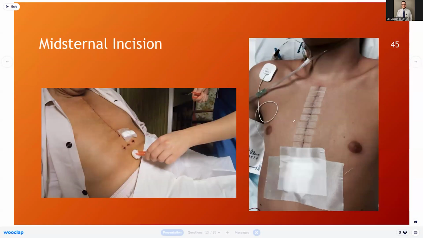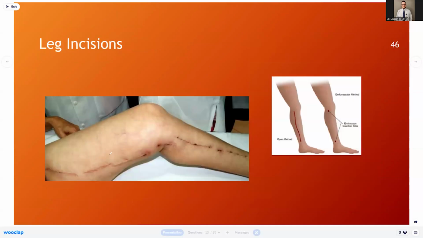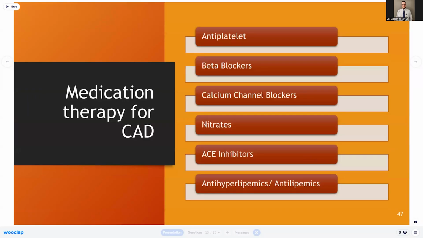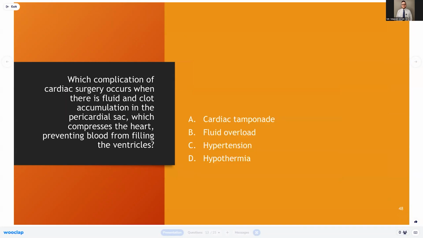Going to have that big mid-sternal incision that's going to need time to heal. They're going to probably have incisions somewhere where they took the vein from. If it's in their leg, it's probably the great saphenous, but they're going to have a wound for that somewhere. And then medication therapy, there's a lot. We can do the antiplatelet stuff like aspirin, Plavix, Eliquis, beta blockers, metoprolol, labetalol, calcium channel blockers, amlodipine, nitrates for PRN pain after this, nitroglycerin, ACE inhibitors, lisinopril, enalapril, all those guys, antihyperlipidemics, antipyretics, anti-cholesterol meds, all that sort of stuff.